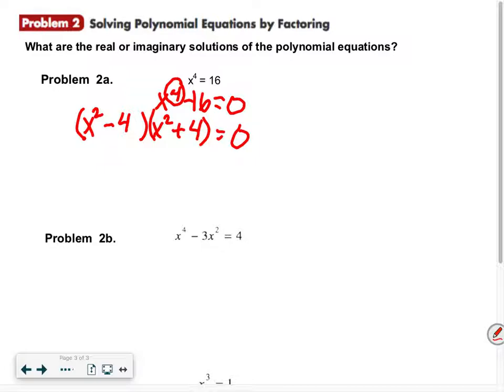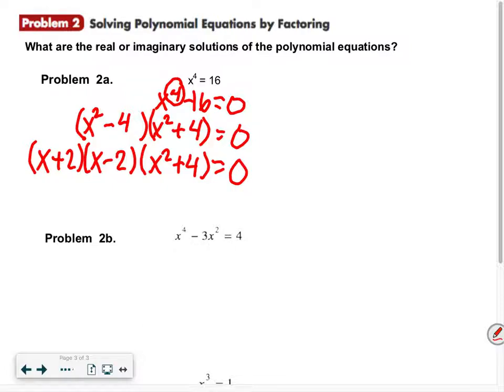Yeah, but that doesn't give you all of your zeros. Because how many zeros do you need? 4. And if you have plus or minus 2, that is only 2. Okay, can I break x squared minus 4 down? Yes. To what? X plus 2, x minus 2, and I still have x squared plus 4.